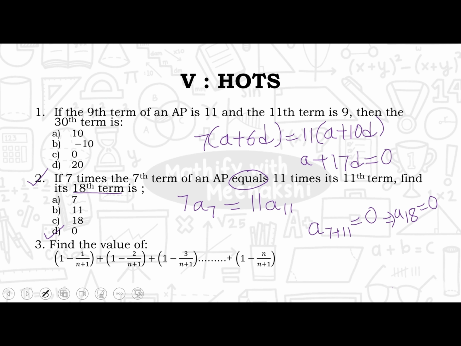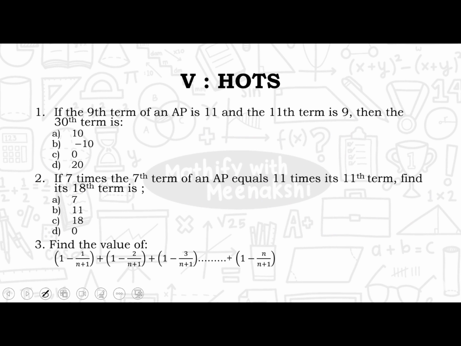Let's move to the third question. In the third question, they are saying find the value of this. So let's see it carefully. First, you have to see how many brackets we have. If you see carefully, this is 1, then 2, then 3, and the last is n. So from here, we realize that we have n brackets. That means this 1 is also coming n times. So you can write 1 plus 1 plus and so on, n times.